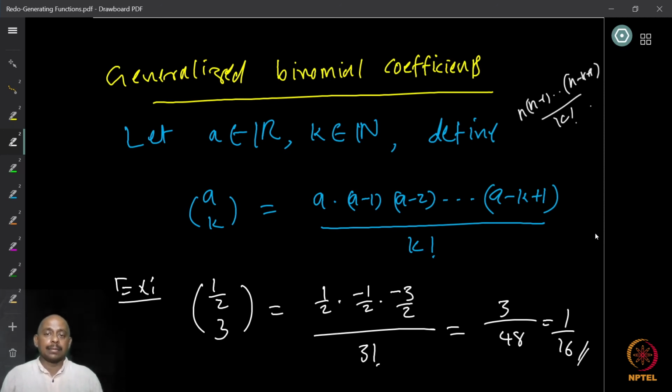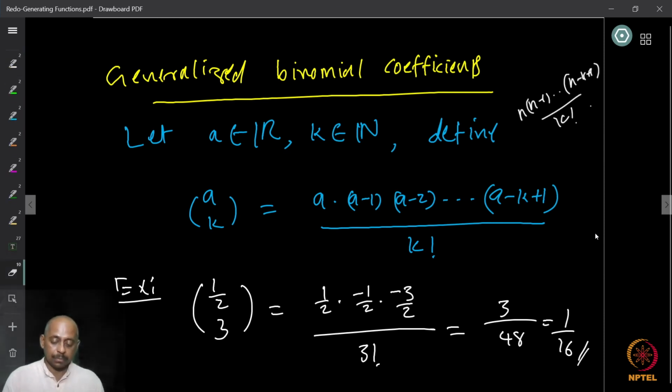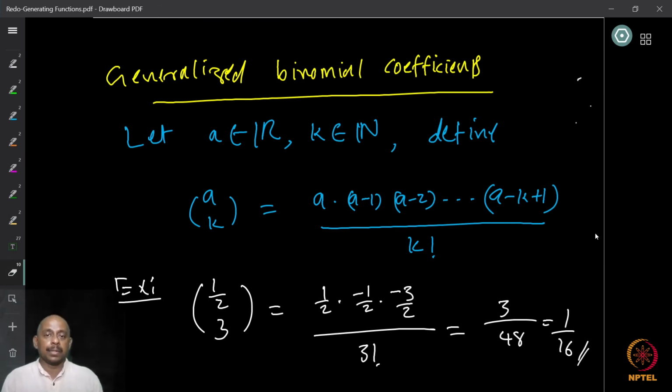Now, one can ask why does this make sense? We will see this when we see some applications. But of course, this is perfectly well defined because we have all these things. Even though we cannot define, for example, a factorial, we can define this easily. So we have the generalized binomial coefficient a choose k in this way.